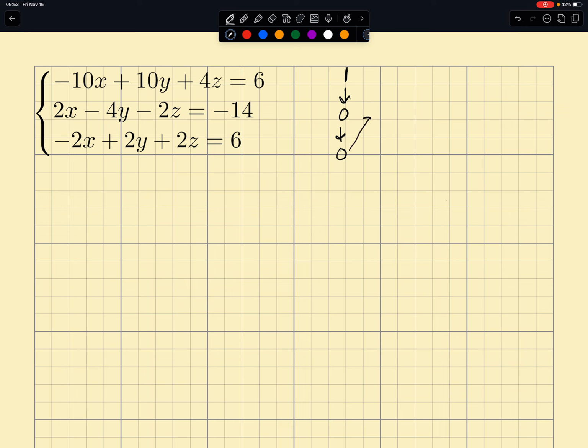Then we're going to make row 2, column 2 a 1, and everything else in that second column 0. And then finally, row 3, column 3 we'll make that a 1, and then everything else in column 3 we're going to make 0.